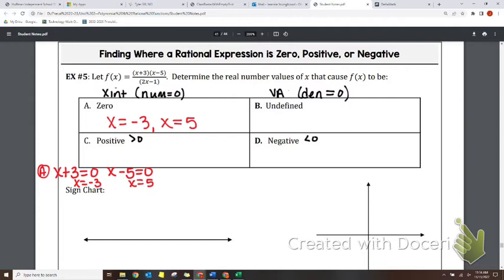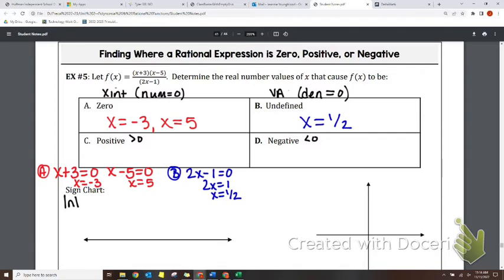For B, we're looking for where it's undefined. That's that vertical asymptote. That's going to be where the denominator equals 0. So 2x minus 1 equals 0. Add the 1, so 2x equals 1. Divide by the 2, and so it's at x equals 1/2. Remember, both of these together create those critical values that we're going to use in our table. Now, before I can do C and D, I'm going to go create my table.